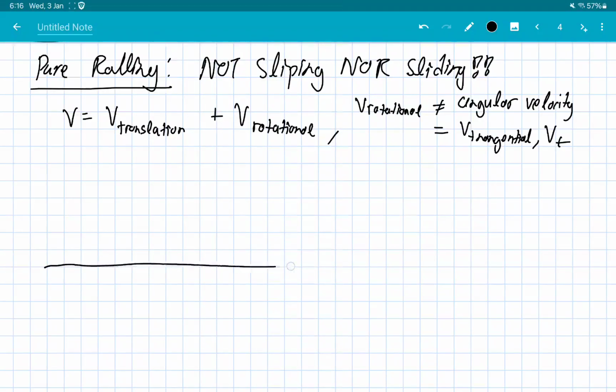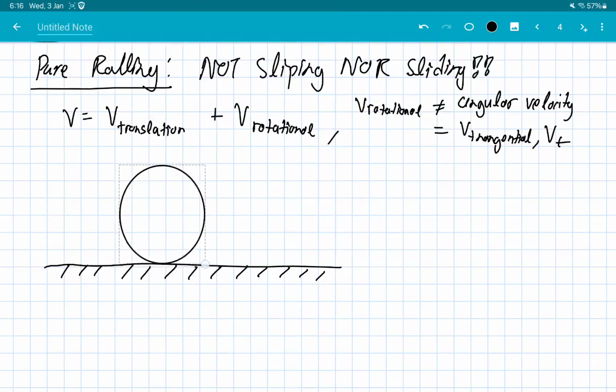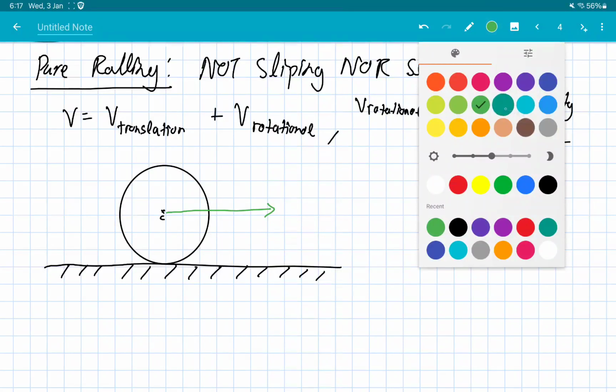Say you have flat ground and a perfectly round wheel rolling on it. I'm going to call this the center. You have a translational velocity as it undergoes pure rolling from left to right. Every 1 centimeter that you rotate is equal to 1 centimeter that you translate.